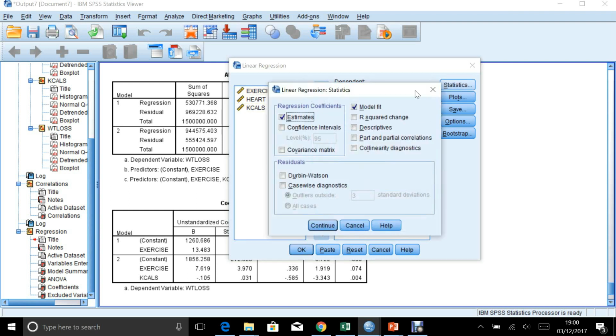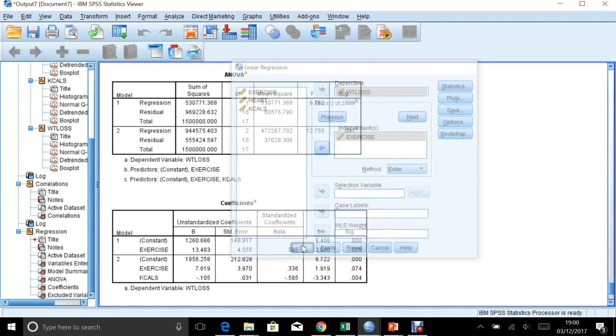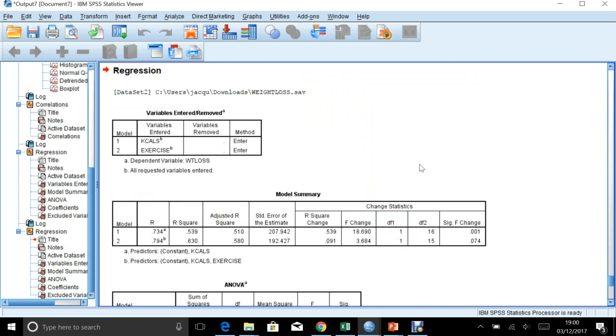Again, remembering to click the R squared change, because when you reset SPSS, it forgets all these items that you've checked previously. I'm going to click on OK, and then I'm going to look at the output. Again, we can see the order in which we entered the variables: food intake first, exercise second. Looking at the model summary table, we can see that both variables together, as before, are explaining 63% of the variance in weight loss, adjusted to 58%.